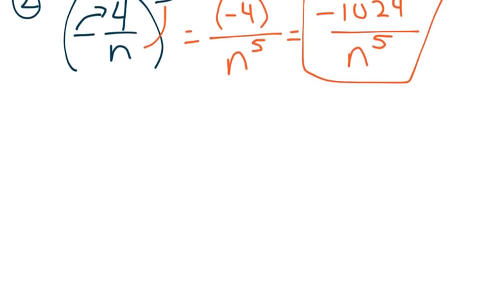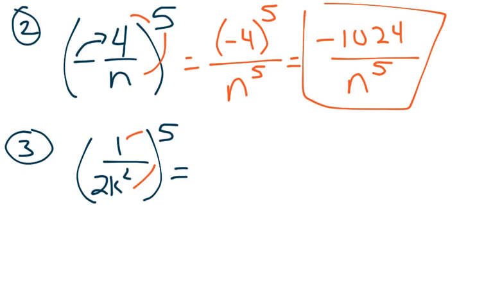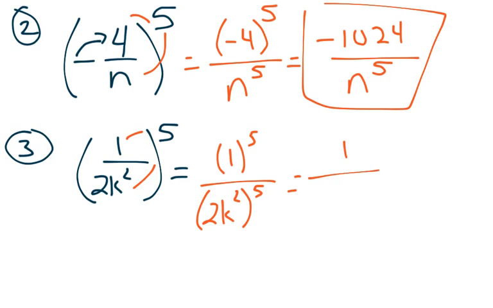Last one, number 3. Leave this down here so you can see it a little better. We have another fraction, 1 over 2k squared. We're going to raise that to the fifth power. Okay, what I see, a fraction to a power right away. So this is going to become 1 to the fifth over 2k squared to the fifth. Now, 1 to the fifth, that's easy. That's 1. 1 times 1 times 1 times 1 times 1.